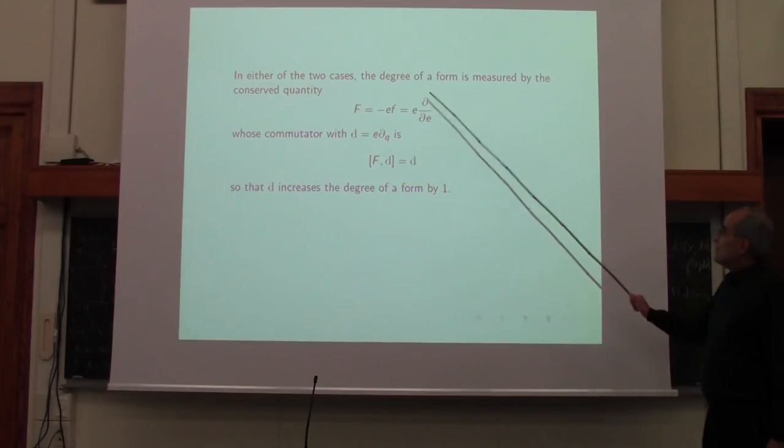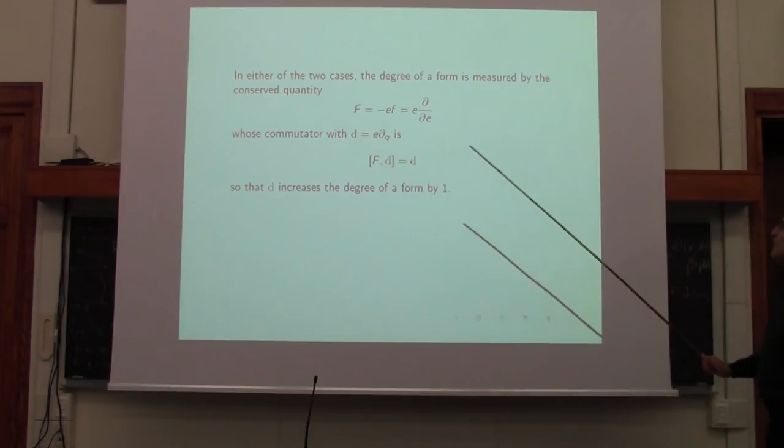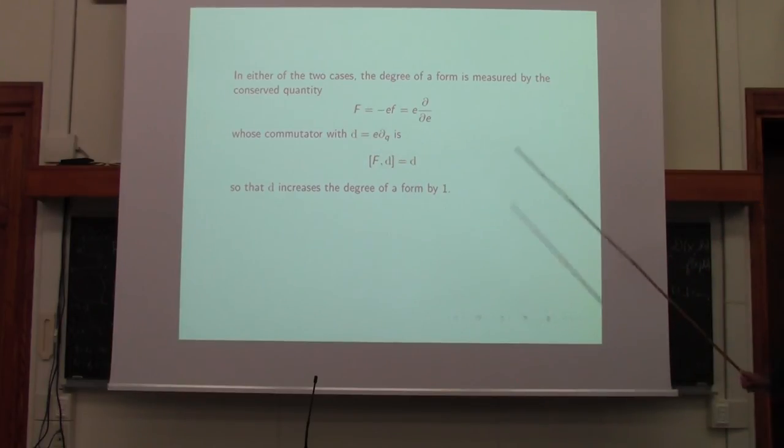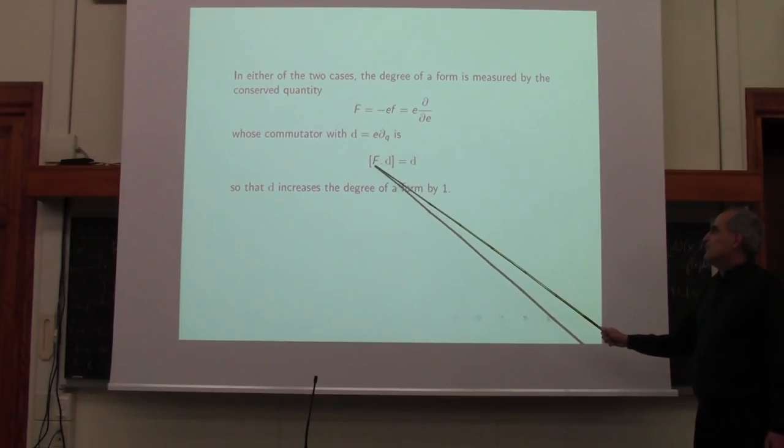In either of the two cases, the degree of a form is measured by the quantity f, which is e times d by de, which has the basic property that the exterior derivative increases f by 1.